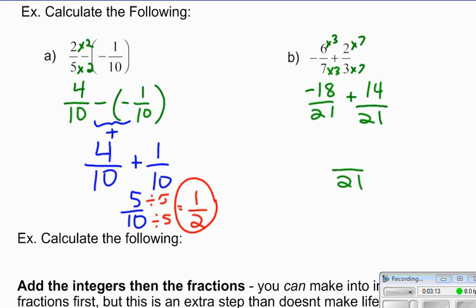So now we look and we're going to do some comparing. We compare -18 and +14. The negative is the larger number, and so that means we're going to have negatives left over when we make our zero pairs, and there's going to be 4 negatives left over.